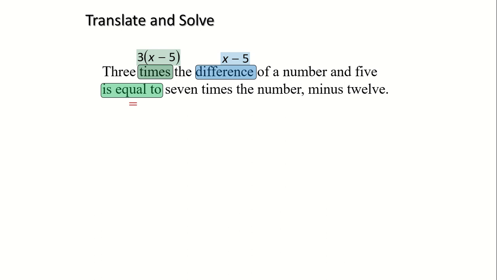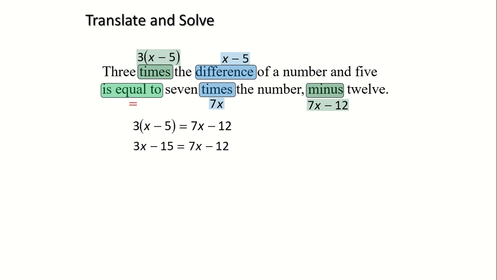We have two operations here, times and minus. That is 7x minus 12. So our equation is 3 times x minus 5 is equal to 7x minus 12. Distribute 3 to x and 5, so that is 3x minus 15 is equal to 7x minus 12.